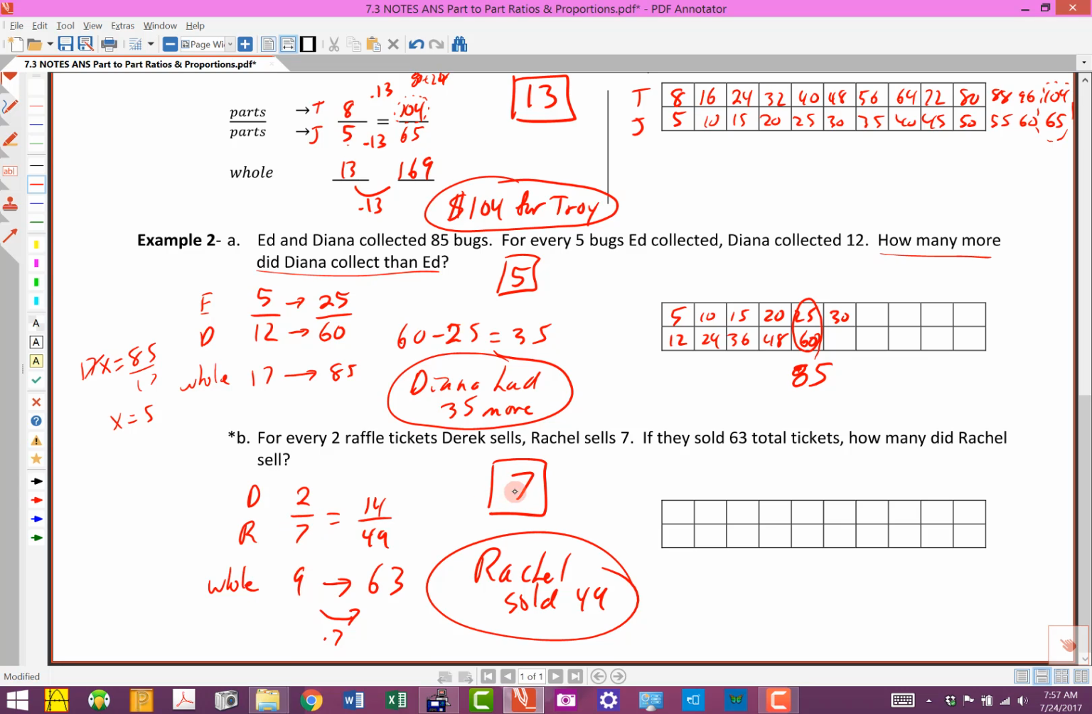Let's repeat this 7 times because that's the scale factor. So we're going to do 2 and 7. So 2, 4, 6, 8, 10, 12, 14. There's that 7th box. And then 7, let's see, 14, 21, 28. Being able to count by different numbers is a really good skill, comes in handy a lot. Got to know those multiplication tables. All right, there's the one we're after.